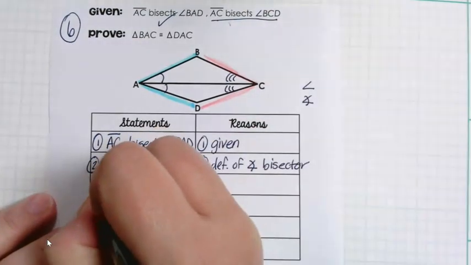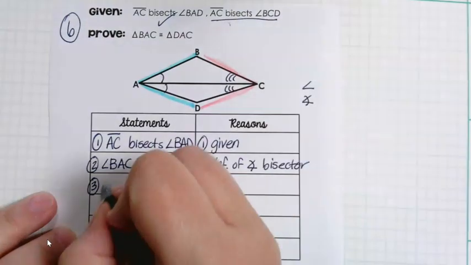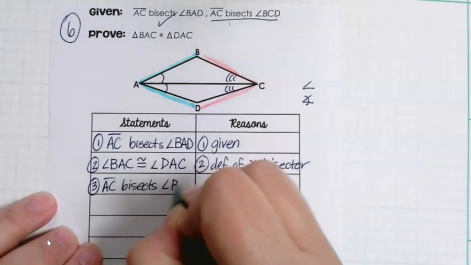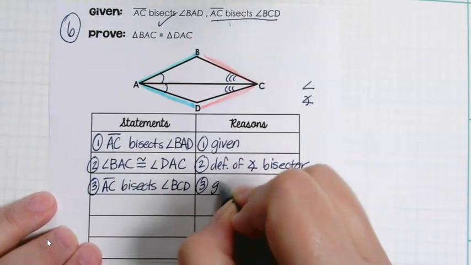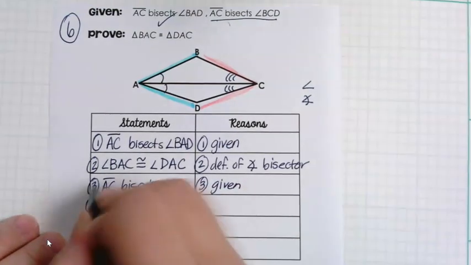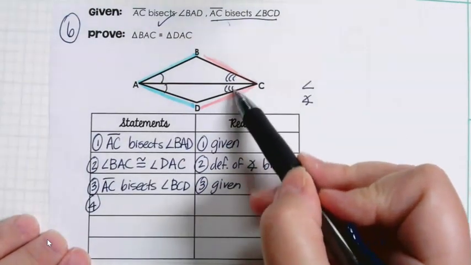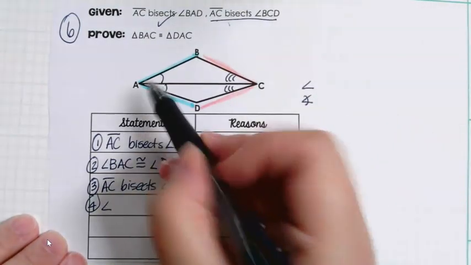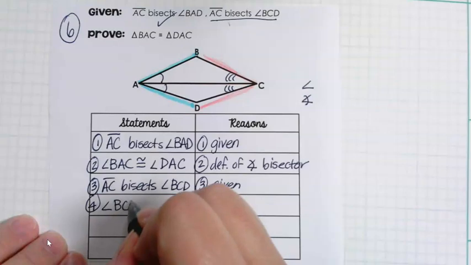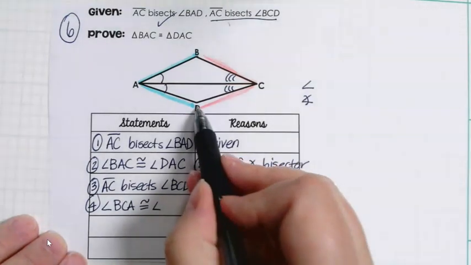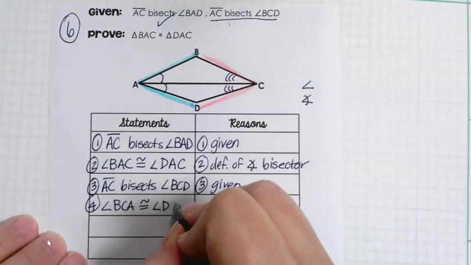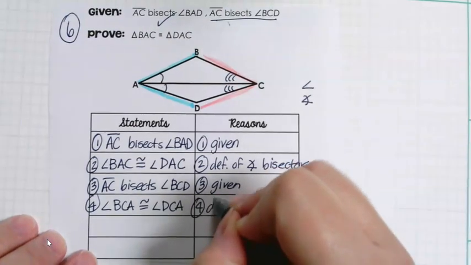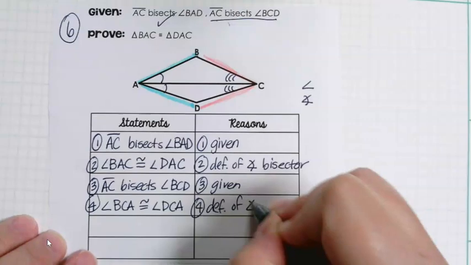So step 3 is saying that it bisects. You have to state the given before you can talk about what it means. That's the given. And then what it means for us is that these two smaller angles on either side of AC are congruent. So angle BCA, and you could call it ACB, is congruent to angle DCA, or ACD. And again, same reason, because that's the definition of angle bisector.